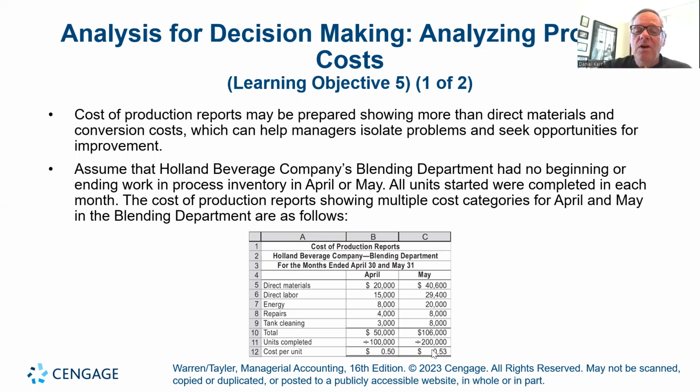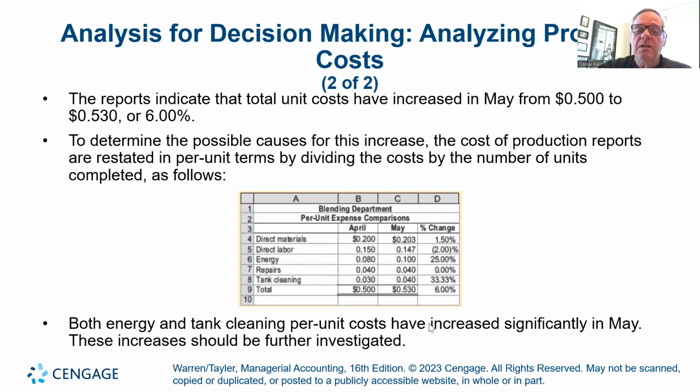But what we really want to focus on is what was the material cost, what was the labor cost, what was the energy, what were the repairs, and so forth. If we take each of those numbers for April and divide by 100,000, and for May divide by 200,000, we can start to compare. We can see that direct materials cost increased, labor actually went down. There was a huge spike in energy that went up 25%. Repairs was no change, and tank cleaning went up as well. So you can actually analyze what caused the 6% increase.